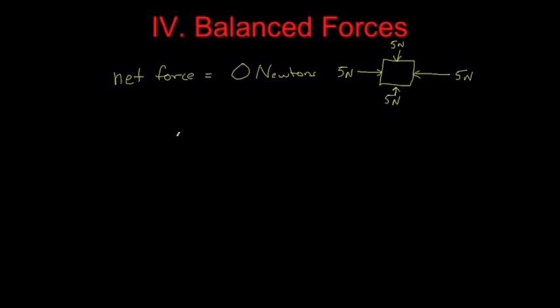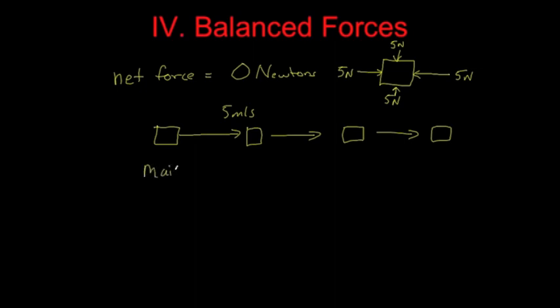If, for instance, let's say this object is floating through space, let's say at 5 meters per second, and all those forces remain the same, it's going to continue to float through space at 5 meters per second. The motion will not change. So there's two scenarios here. The object maintains its current motion.